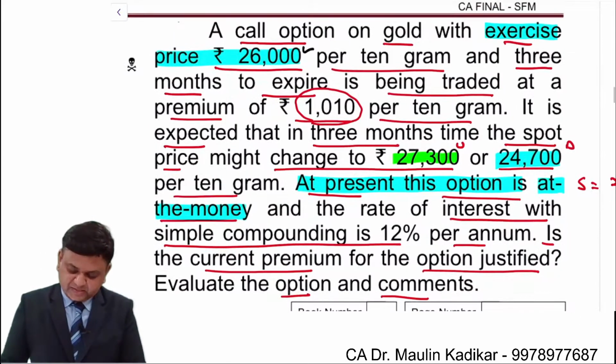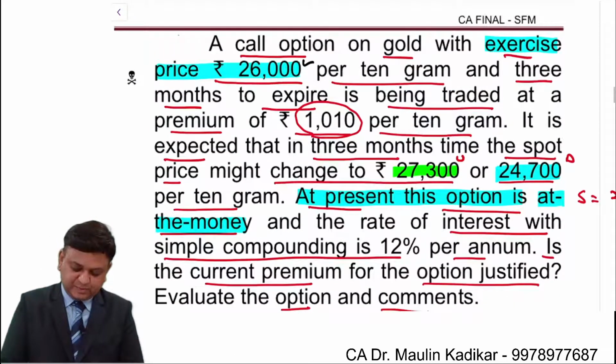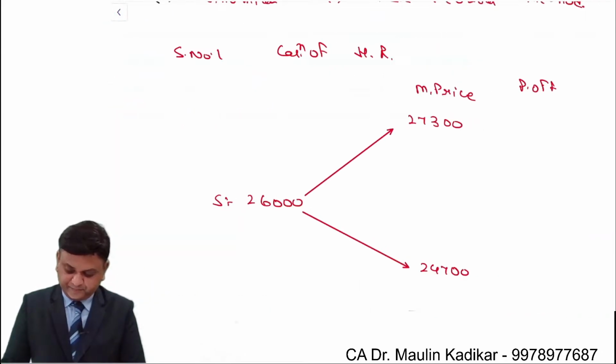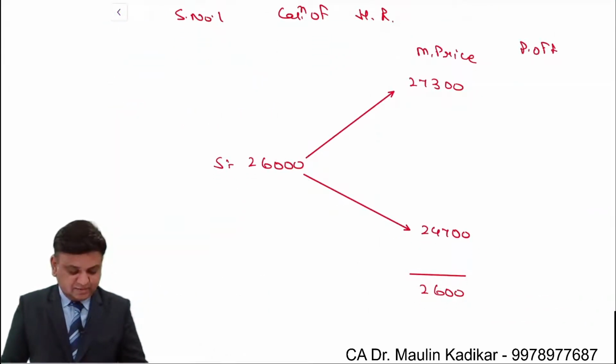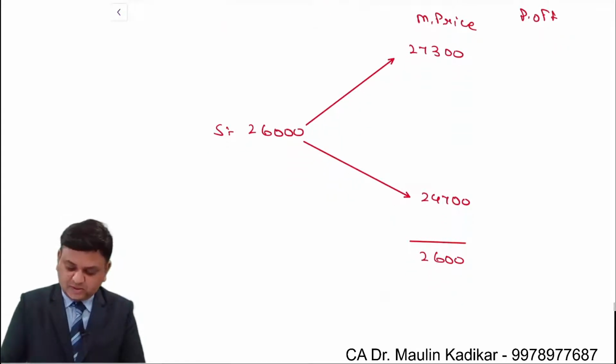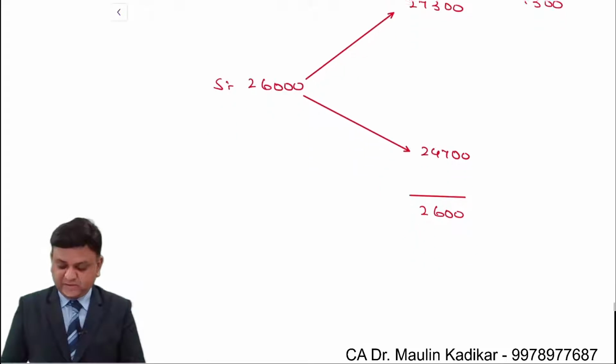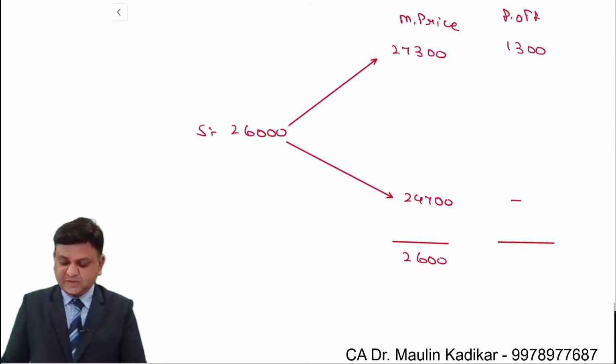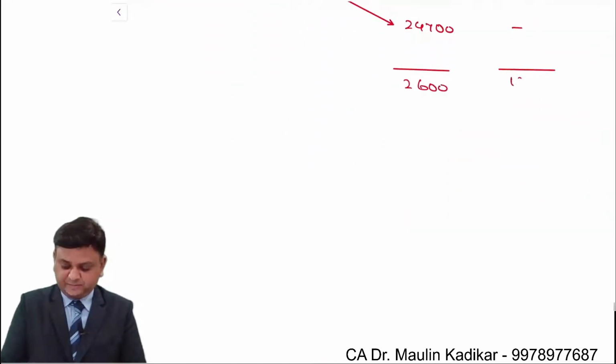Okay, we understand that, say, it is a call option. So a call option is exercised when the spot is exceeding the exercise price. What is the exercise price? It is 26,000. So we understand 27,300 minus 26,000. That comes to 1,300. In the next case, the payoff is 0. Why? Because the spot is less than the exercise price. So the difference between payoffs is 1,300.